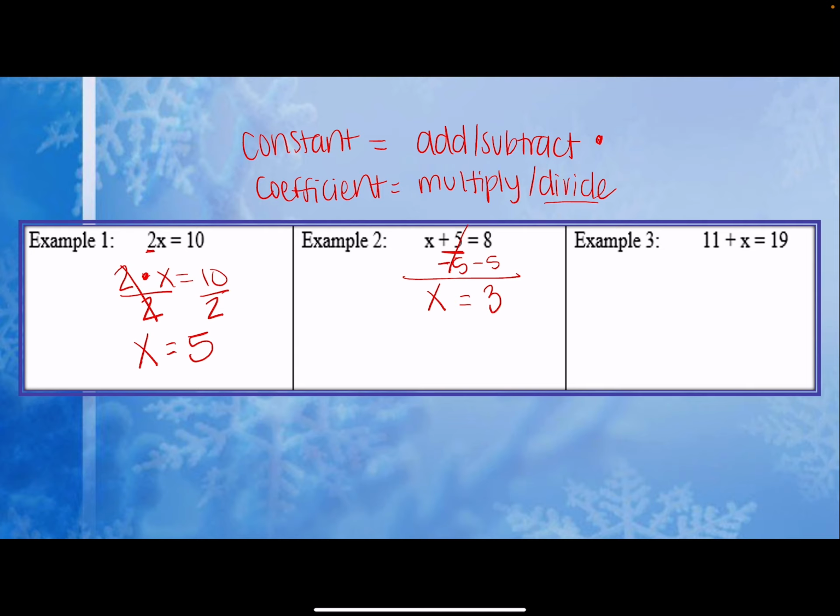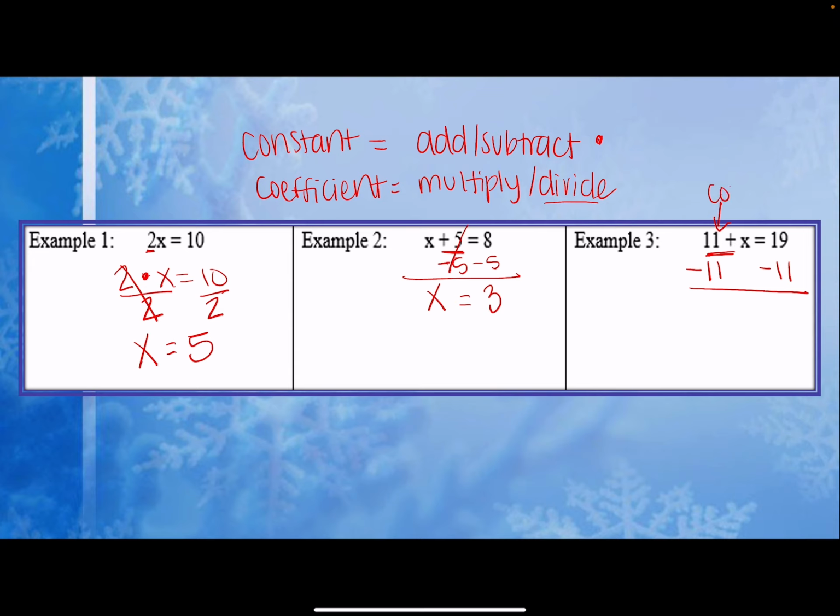Again, what's standing in the way of x being by itself? 11. How is 11 attached to x? Well, we have 11 plus x. Okay, so it's being added to x. The opposite of adding is subtracting. So we're going to subtract. And of course, it's a constant, because it's standing alone.